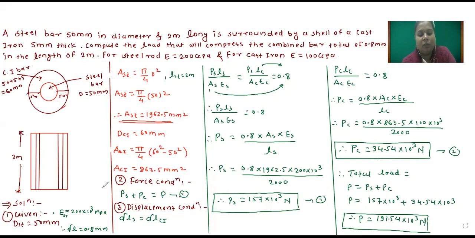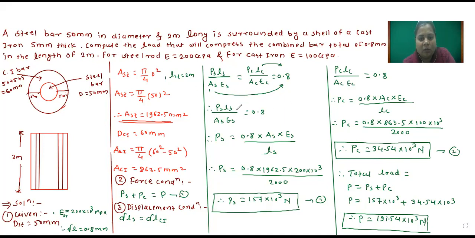Then the next step is you have to apply displacement condition. Displacement condition means change in length in rod 1 is equal to change in length in rod 2. Okay, so change in length in steel rod is equal to change in length in cast iron rod. Okay, and change in length is given. So here we put the value 0.8. Okay, after that equate one term with change in length and the second term with change in length.